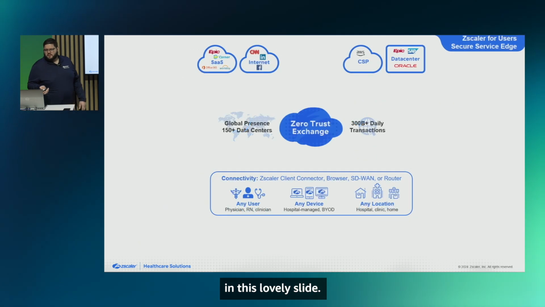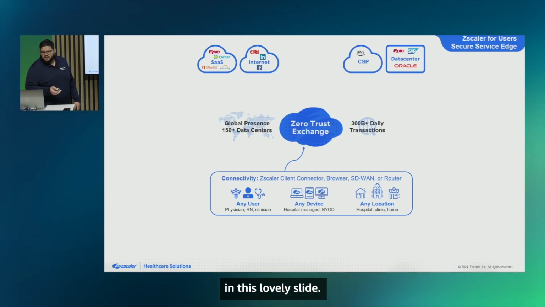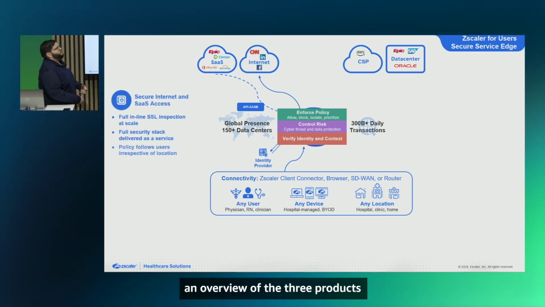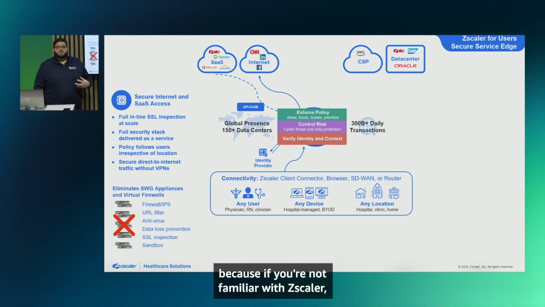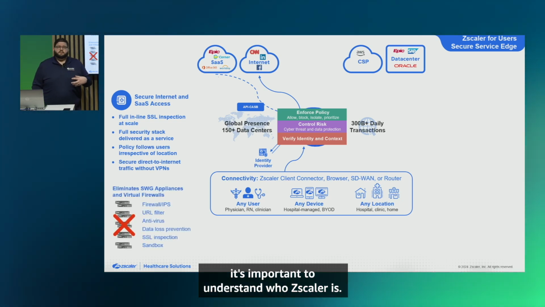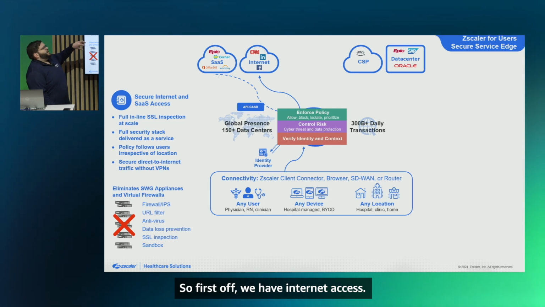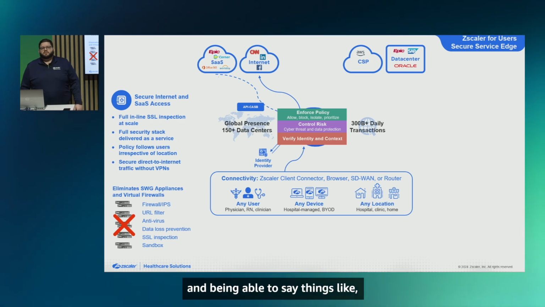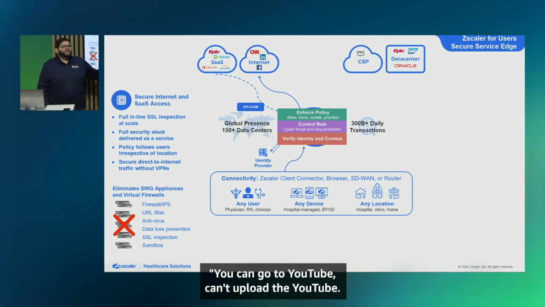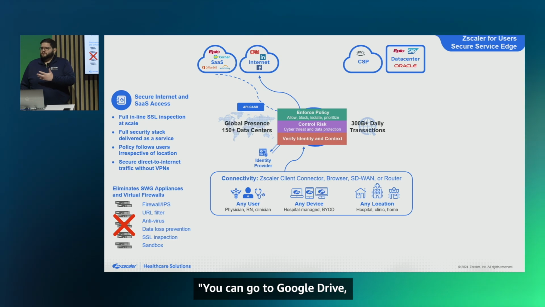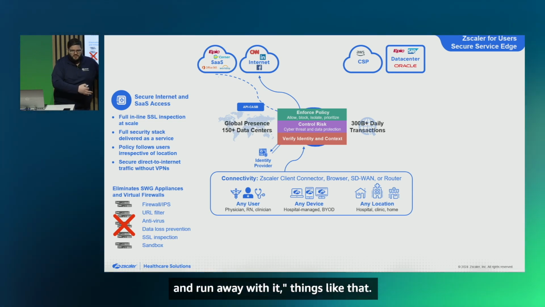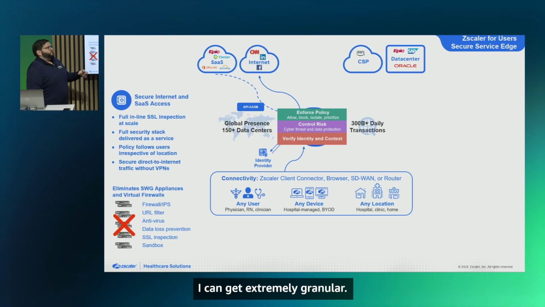in this lovely slide. So real quick, I don't think I can give you guys a Zscaler presentation without giving you an overview of the 3 products. Because if you're not familiar with Zscaler, it's important to understand who Zscaler is. So first off, we have internet access. That is your inline. I am doing all of your SSL inspection and being able to say things like, you can go to YouTube, can't upload to YouTube. You can go to Google Drive, you can't share things on Google Drive. You can go to AWS and maybe make some configuration changes, but you can't steal my data and run away with it. Things like that. I can get extremely granular.